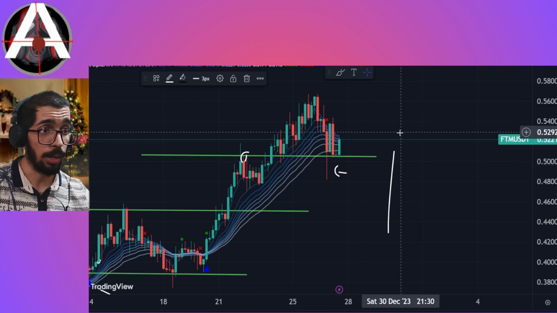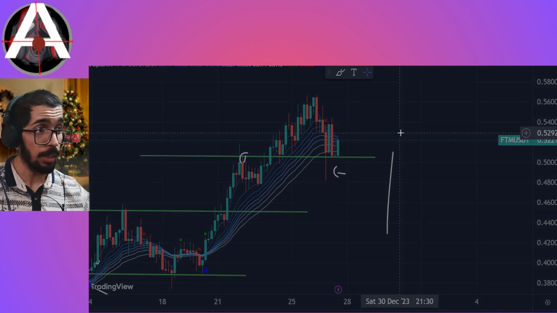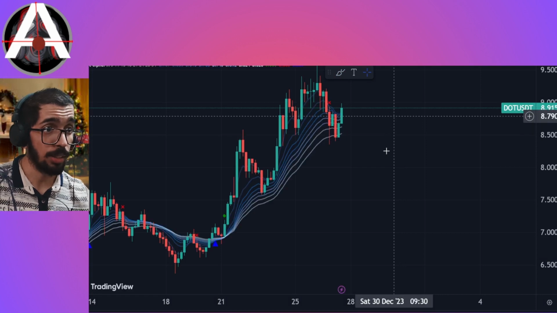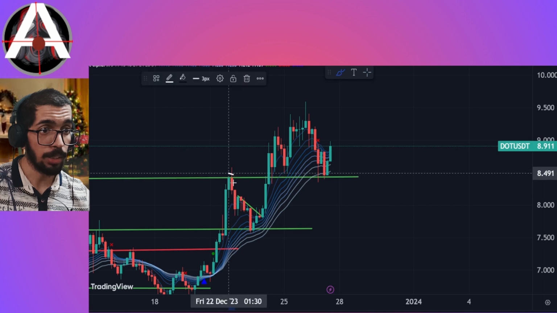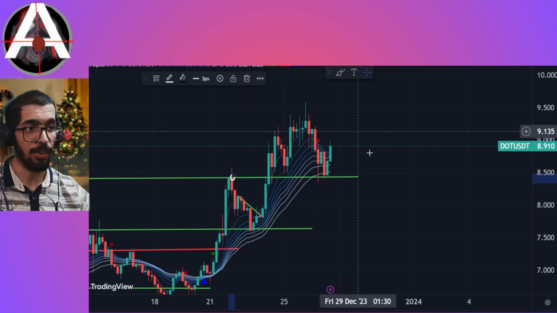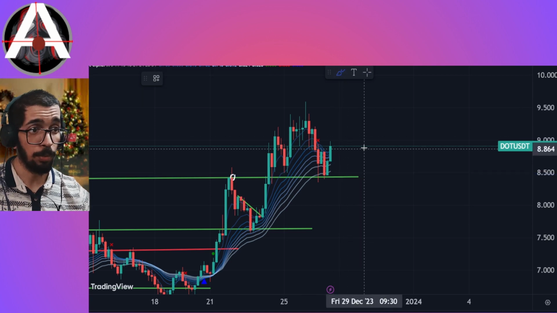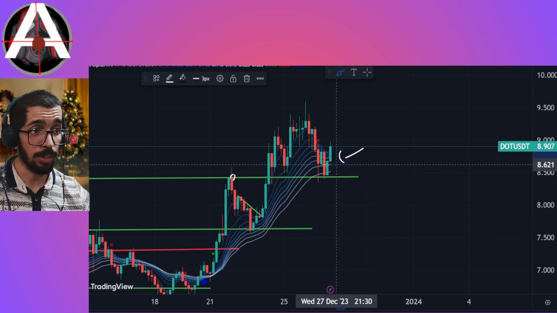Okay, so I would enter into FTM also. Now let's talk about your next token that I'm seeing, which is DOT. This is the previous high. It bounced clearly. Some of these coins are actually going very high. Before recording the video, the coin was kind of over here only.